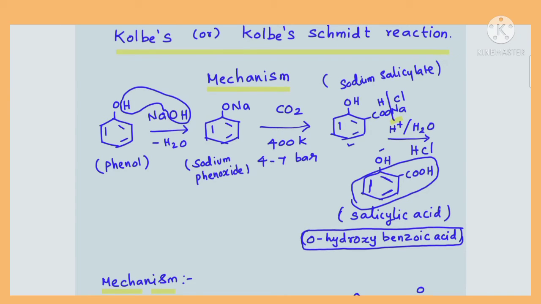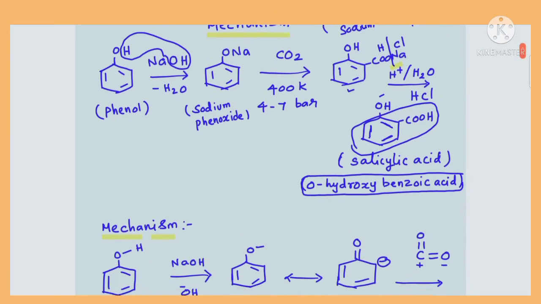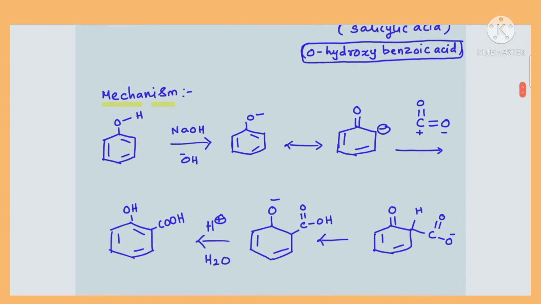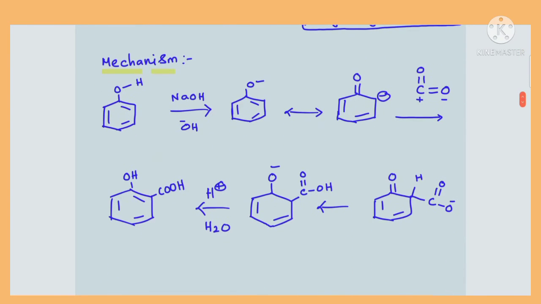So the formation of this salicylic acid from phenol using sodium hydroxide and carbon dioxide, followed by acid hydrolysis, is what we call the Kolbe reaction. This is the net reaction. Let us see how the product is formed in steps, which is nothing but the mechanism. Now this is phenol.